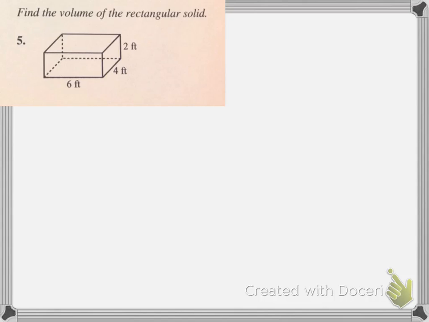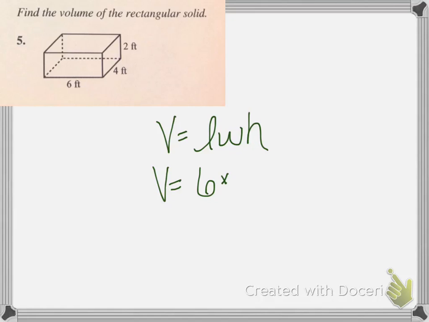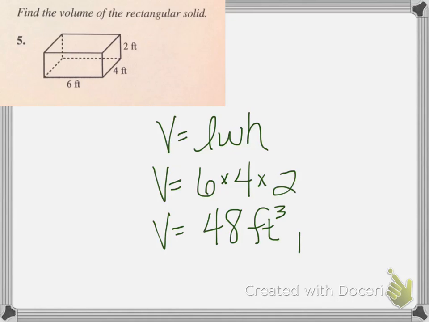So when we're working with a rectangular solid, if we were finding area, we would have said length times width. But when we're talking volume, we have length times width times height. We're adding that third dimension. So we're going to multiply all of our dimensions together. So 6 times 4 times 2. And when you do that, you end up getting 48, and it would be cubic feet.